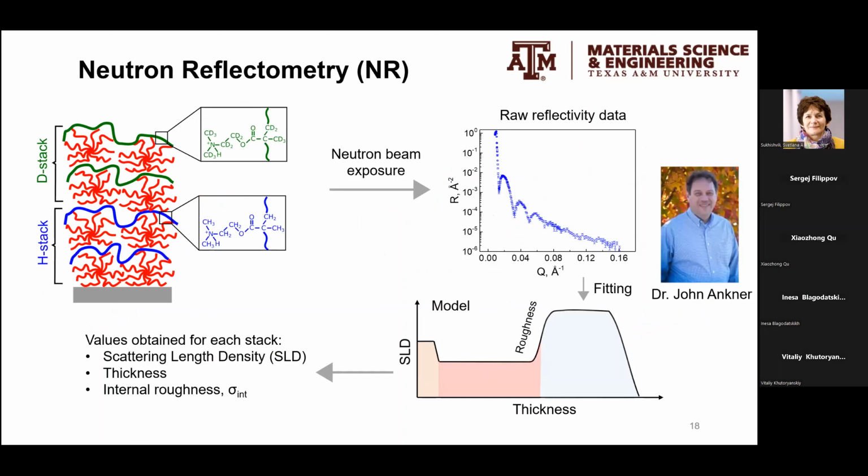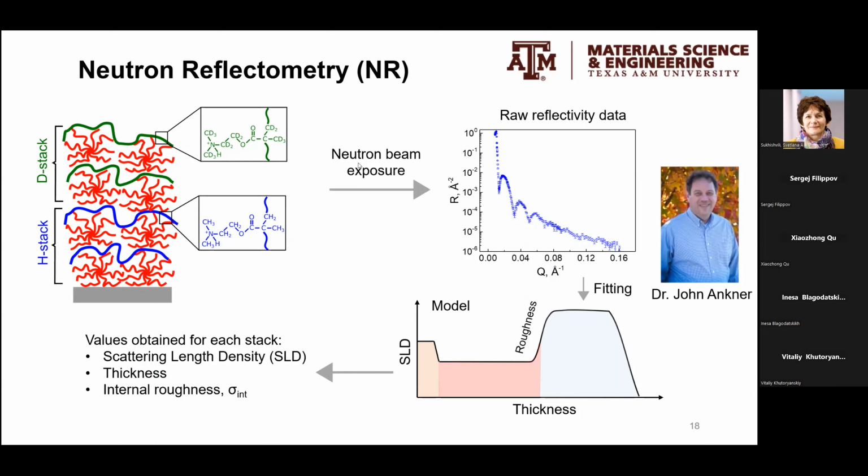We are doing these experiments with John Ankner at Oak Ridge National Lab, and here is the schematic of how we do the experiments. We build the films of two stacks. We put the star molecules on the bottom, and add, in this case, the deuterated linear polymer, I'm sorry, hydrogenated linear polymer, and then continue building the upper stack from also hydrogenated star polymers and deuterated linear polymer. So the scattering length density of the upper stack is going to be enhanced due to the presence of this deuterated linear polymer.